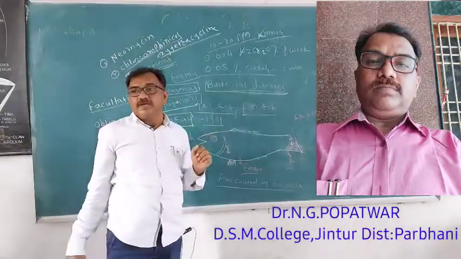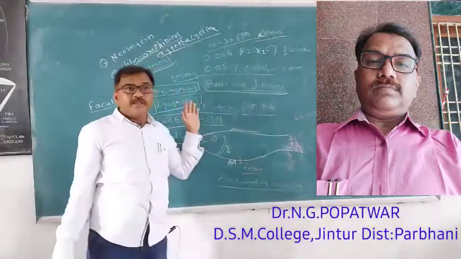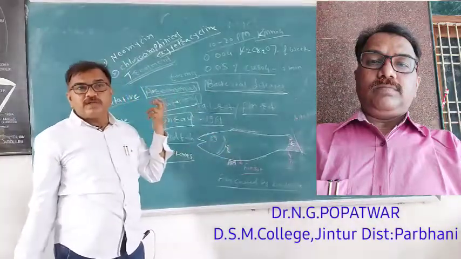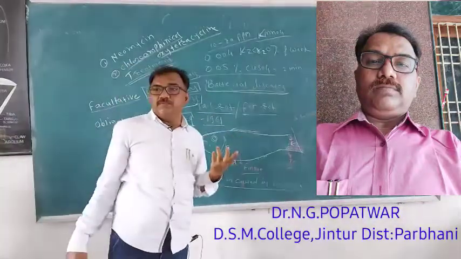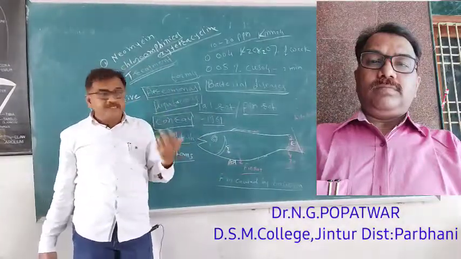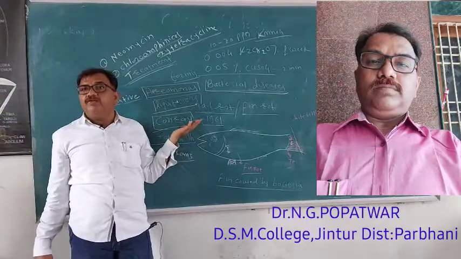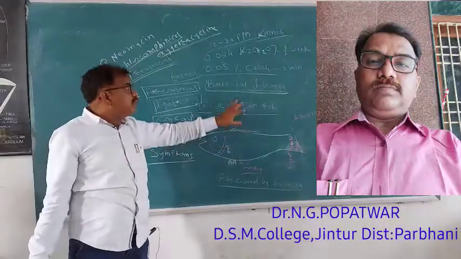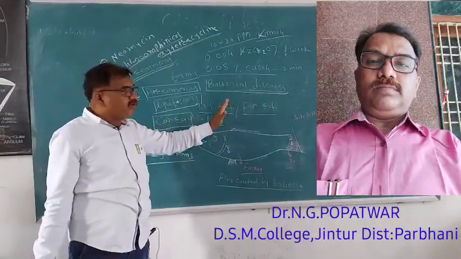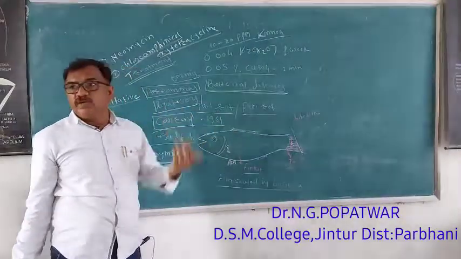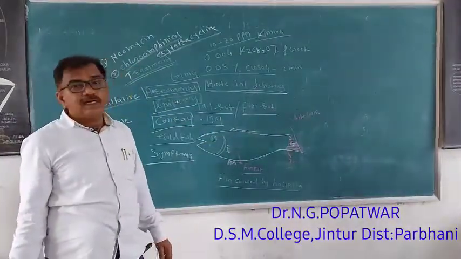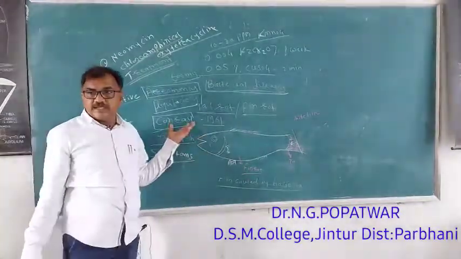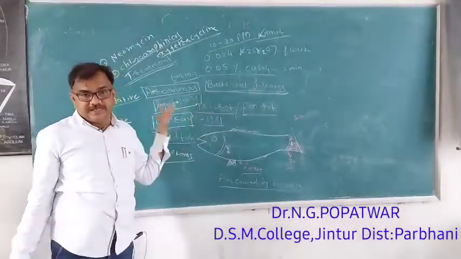With this care, we have reduced the effect of tail rot or fin rot, and the fish crop cultured in pond, tank or reservoir grows very well and we produce optimum fish production. With this, we have seen the bacterial disease, tail rot or fin rot. Next we will see the second bacterial disease. Up to here, any difficulty, any problem, please ask. Okay?